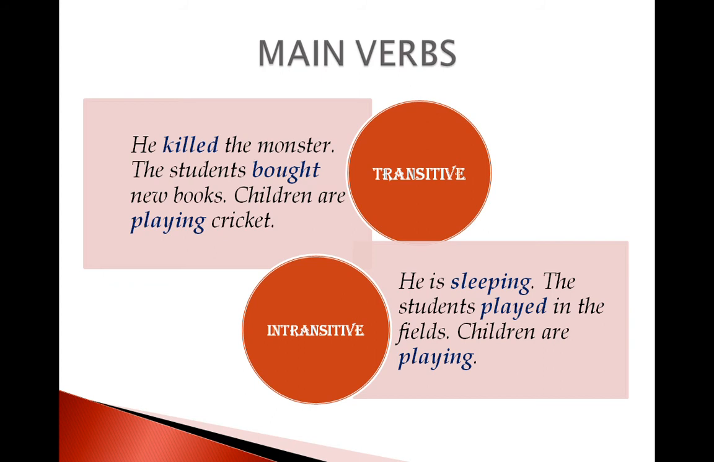Look at the next example. The students bought new books. Students is the subject, bought is the verb. What did the students buy? Books. So books is the object of verb bought, hence verb bought, buy, bought, it's a transitive verb.